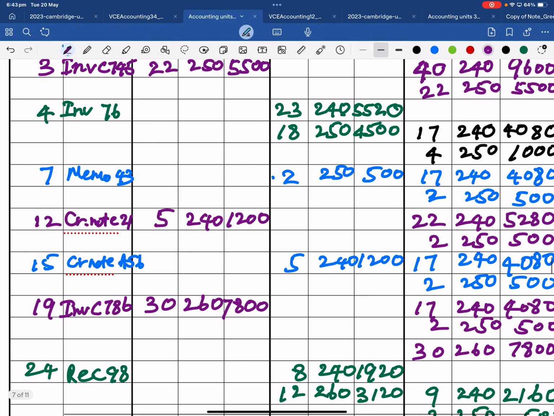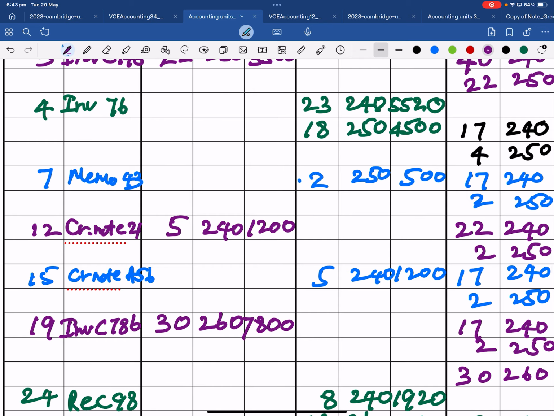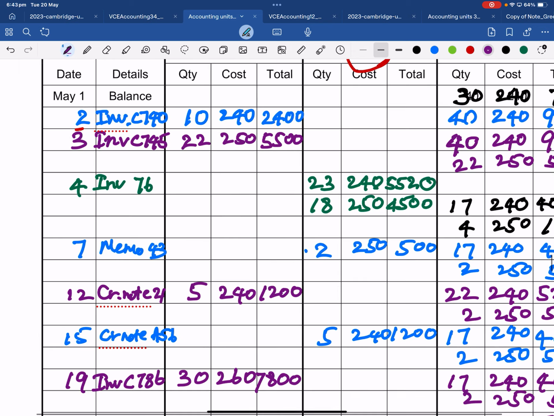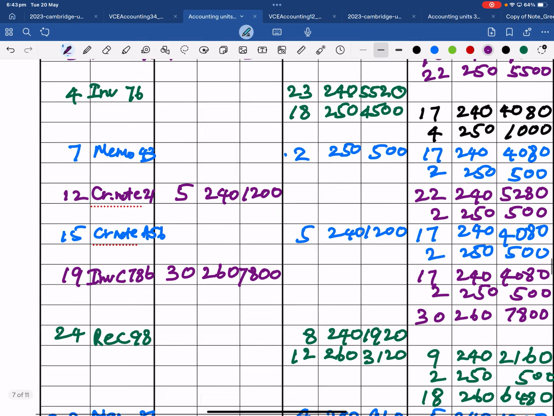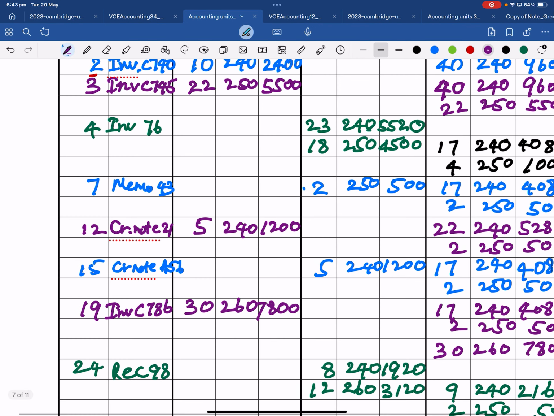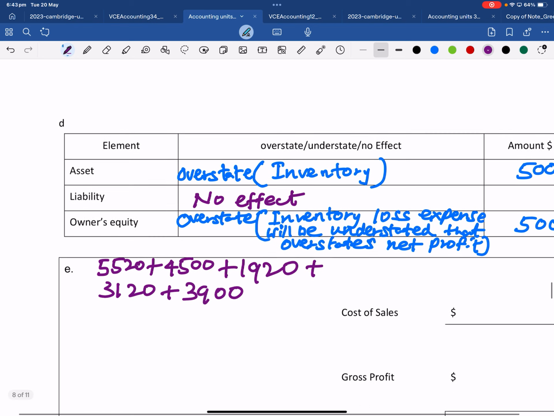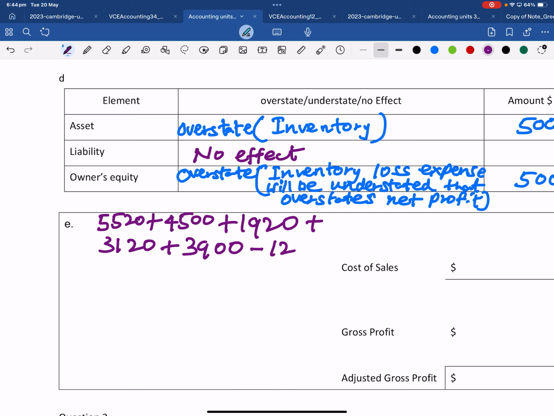Right. So then the other problem is we have to find the cost of sales of the sales returns. Where can we find them? In the in column. Correct. How do we find that one? That should be supported by the credit note. Excellent. So that means there's only one, on the 12th. On the 12th we have how much? 1200. You have to subtract that. This is going to be the cost of sales.